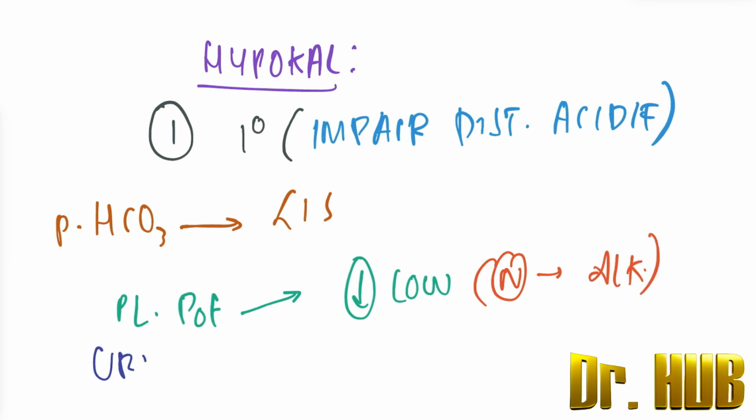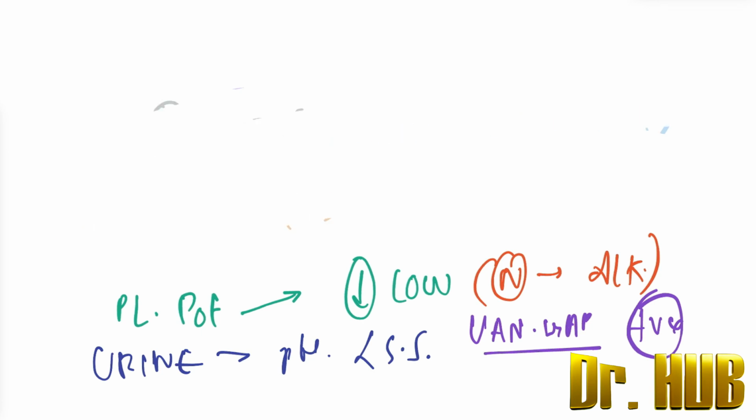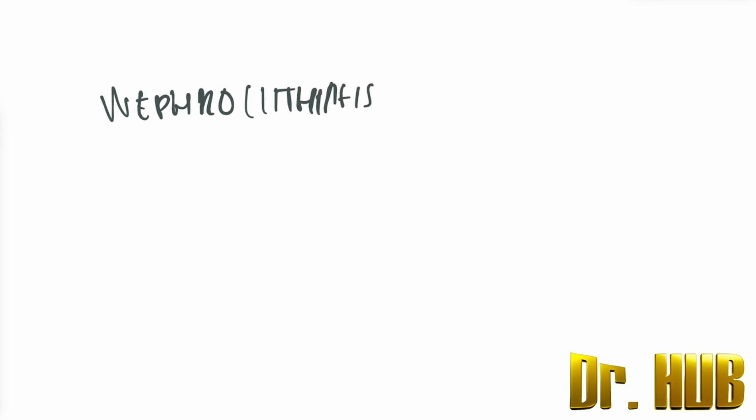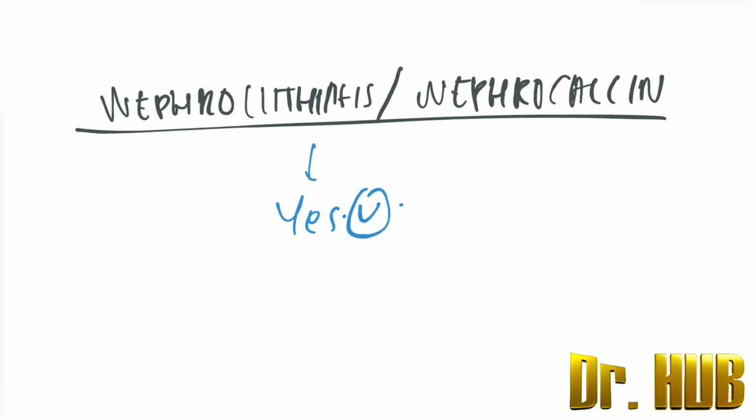Now what about the urine pH? The urine pH will be less than 5.5 in type 1. Looking at the urine anion gap, it is going to be positive. The last characteristic we are going to see is nephrolithiasis or nephrocalcinosis. Does this occur here? The answer is yes. Type 1 RTA includes this.